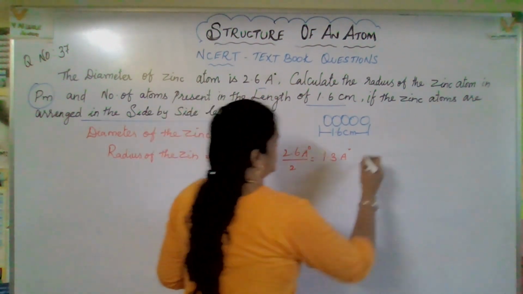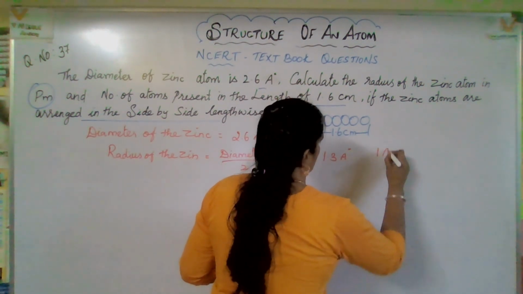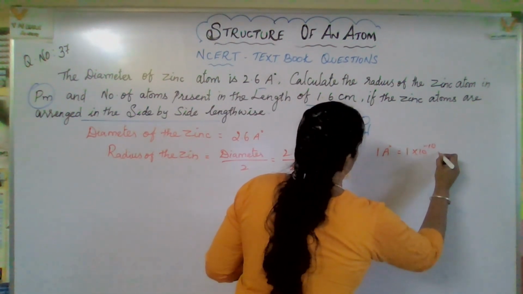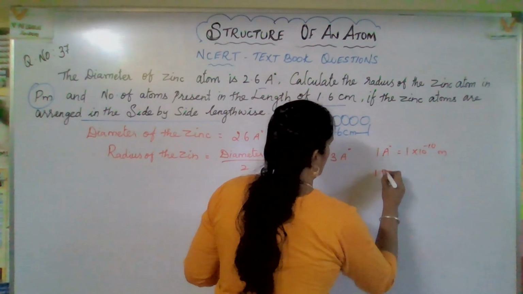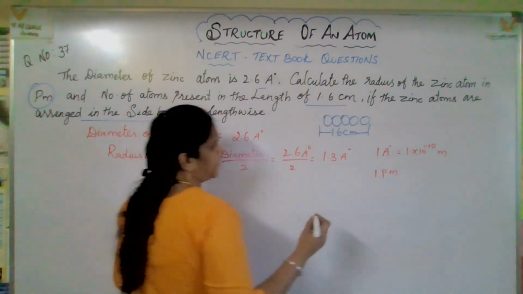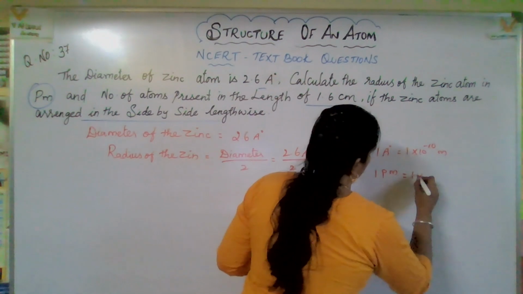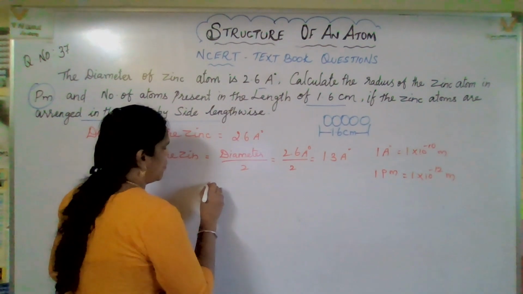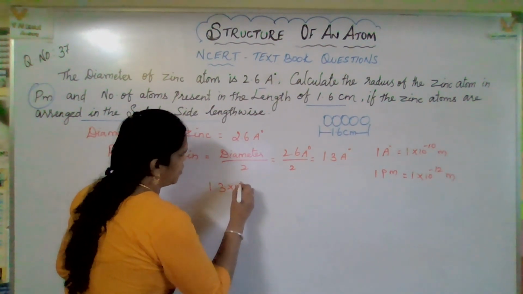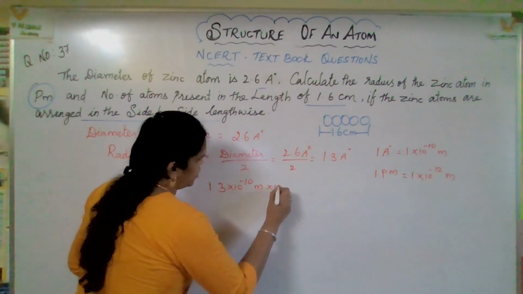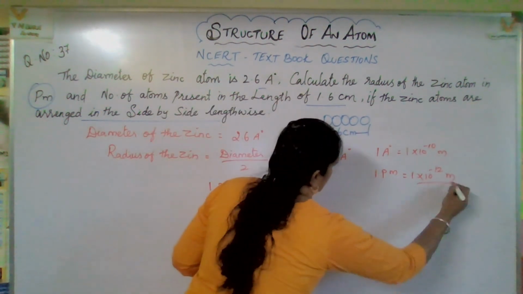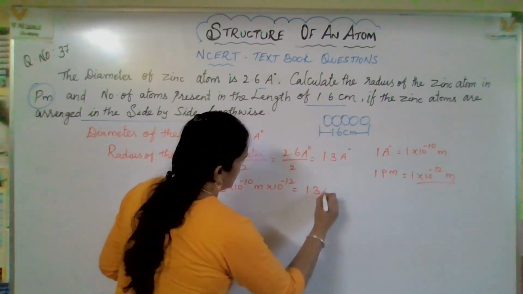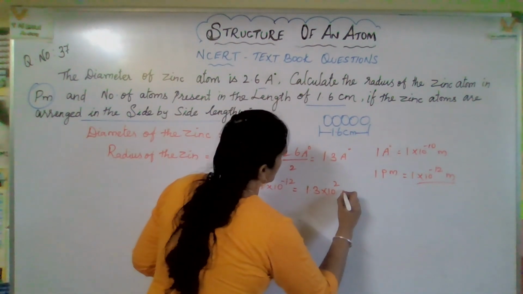Okay, now here the conversion. 1 Angstrom equal to 1 into 10 to the power of minus 10 meter. The same way, 1 picometer equals 1 into 10 to the power of minus 12 meter. So here 1.3 into 10 to the power of minus 10 meter into 10 to the power of 12, since this is picometer. So you will get 1.3 into 10 to the power of 2 picometer.